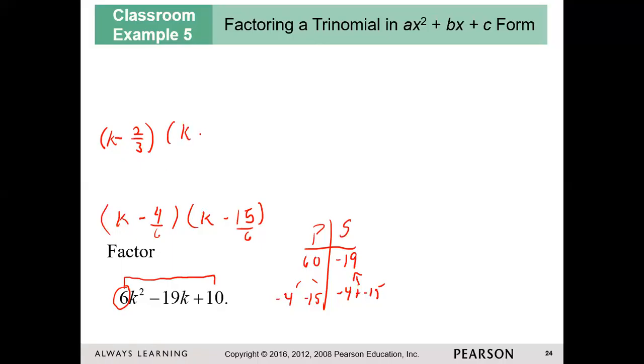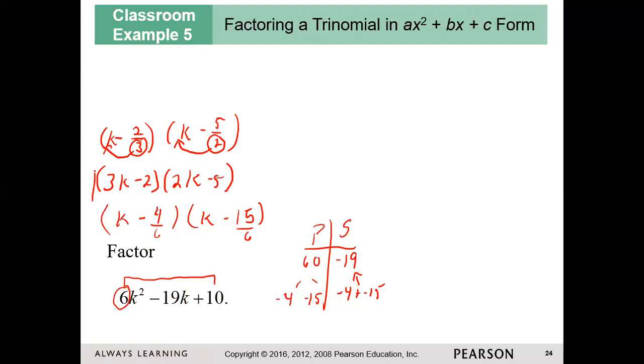And this one's going to be k, these are both divisible by 3, 5/2. And you're still thinking, hey, if I FOIL this, I'm still not going to get back to this guy. And the reason is this 3 and this 2 are supposed to be the coefficients of their respective variables. So as a final answer, this is going to be 3k minus 2, and this one's going to be 2k minus 5.